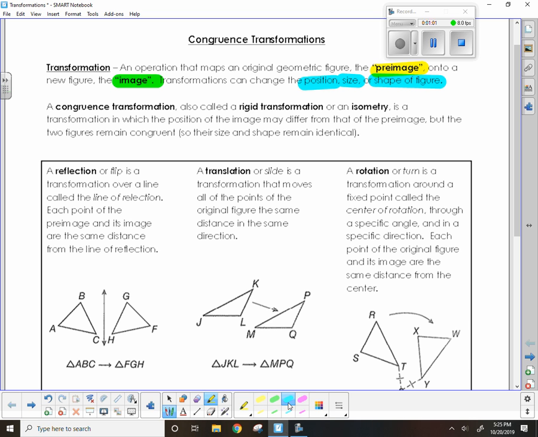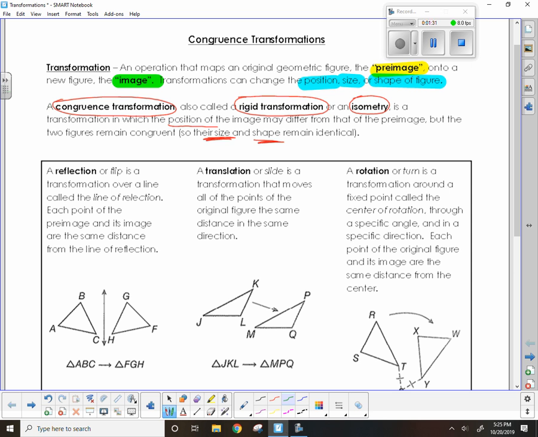Okay, so if you look at those, there's lots of ways of saying that. It could be a congruence transformation. It could be called rigid transformation because the shape isn't stretched in any way. It stays rigid or congruent to itself. Sometimes it's called an isometry. All of those words basically mean the same thing. So again, the position can differ, but the two figures remain congruent, meaning that they have the same size and same shape.